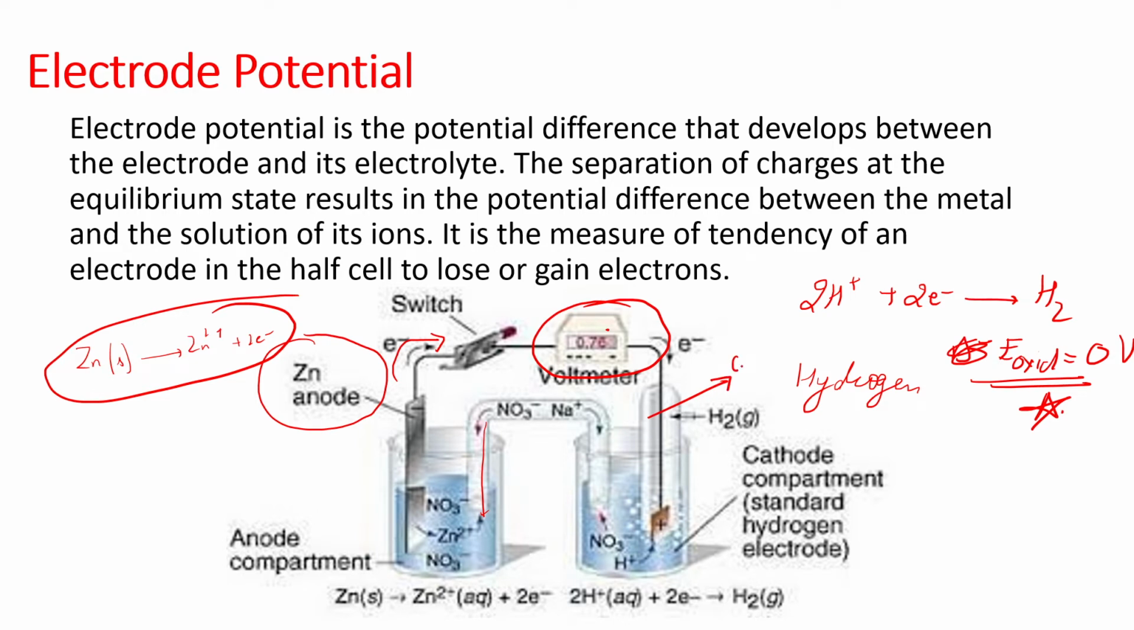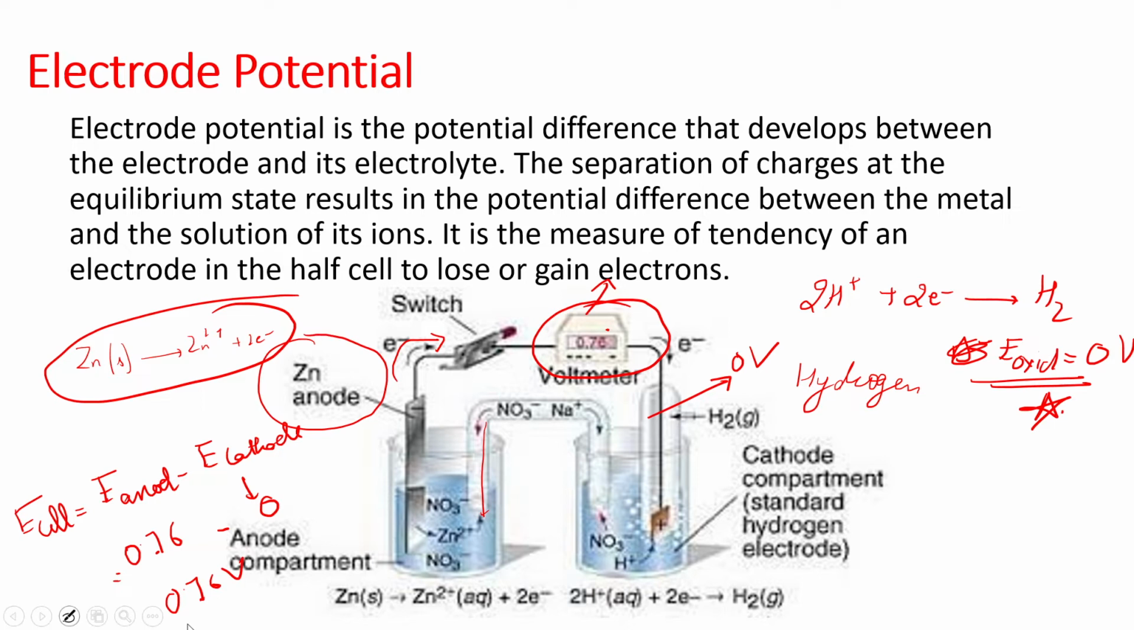Since the potential over here is 0 volt, we can say E cell is equal to E anode minus E cathode. Cathode is where reduction happens, for hydrogen it is 0, for anode it is 0.76. That's why for the whole cell we are seeing the potential of 0.76 volt. That's how you are supposed to calculate the electrode potential. Electrode potentials are always calculated for the metal or the salt in reference to the hydrogen electrode.